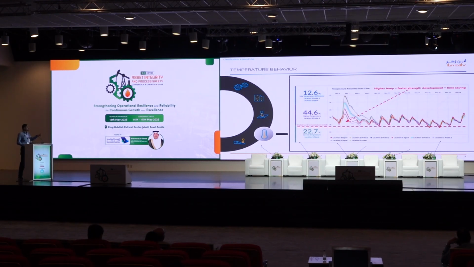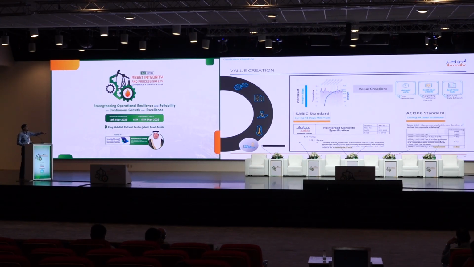Here we can also monitor the temperature, which gives us the maximum and minimum temperature. We can see that it is totally different from what we have in the lab. This red dotted line is the maximum temperature in the lab, which is around 23 to 25 degrees. The strength depends on the temperature: the higher the temperature, the higher the compressive strength we get, which means we save time in getting the strength of the concrete.